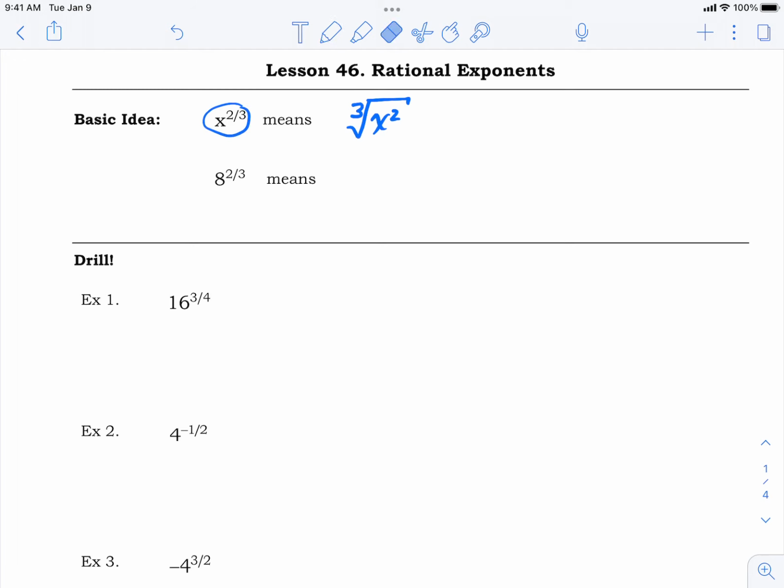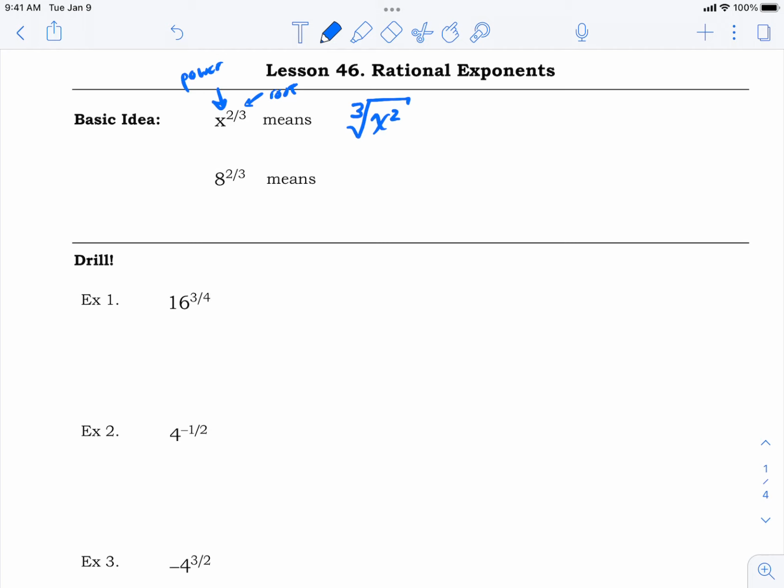So again, it's like a two-part exponent. The numerator is a normal power, and the denominator would indicate the root. It's the index of a root. The 3 is a cube root, a 4 is a fourth root, and so on. That's what it is right there. So you've got to keep the numbers straight, right? The denominator is the root.